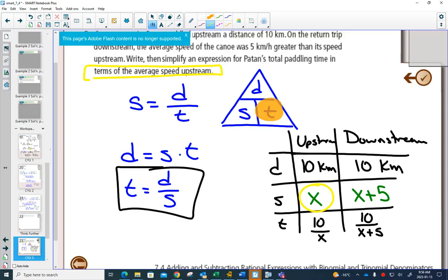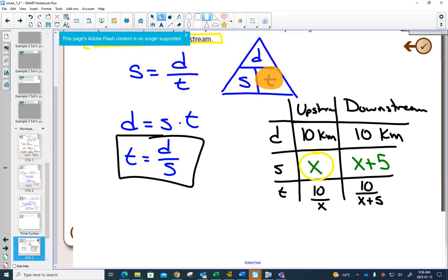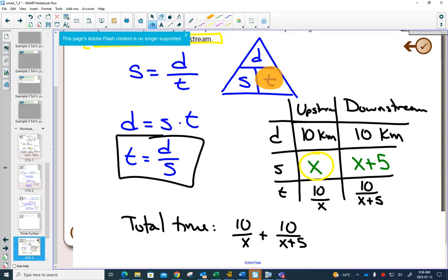But now that we're holding our data, we can answer this question. We want an expression for the total time. Does it make sense that the total time would equal this time plus this time? And what are we doing? We're adding fractions. How do we add fractions? We need a common denominator. Do we have a common denominator? No. This one has an x. This would get grouped together as an x plus 5.